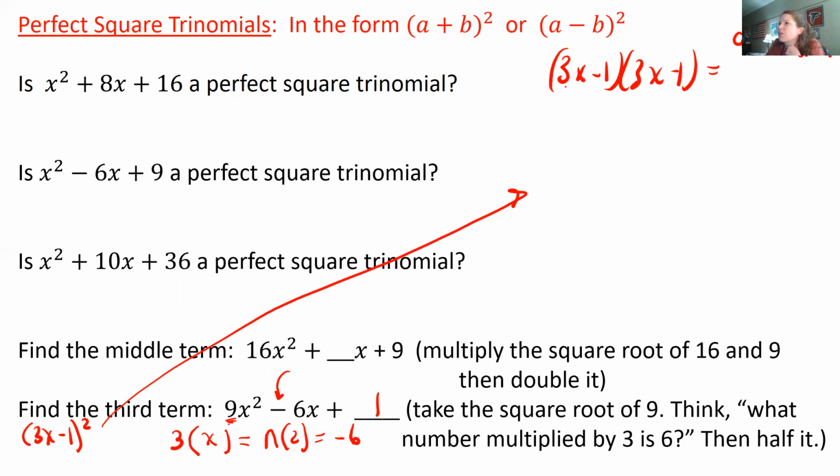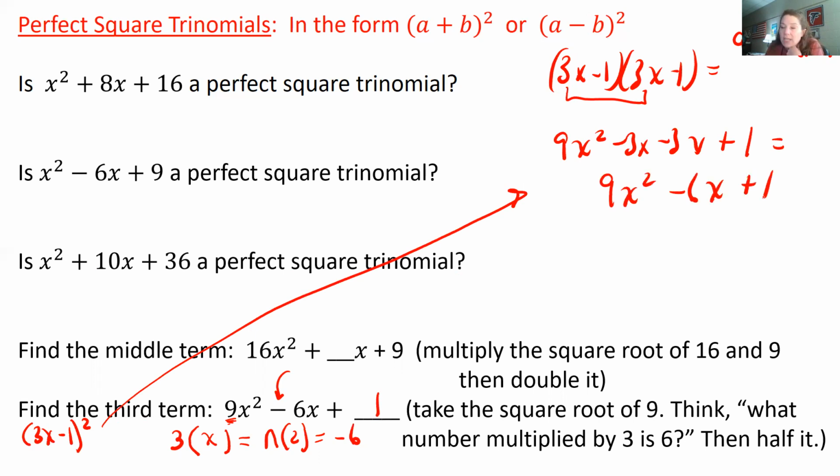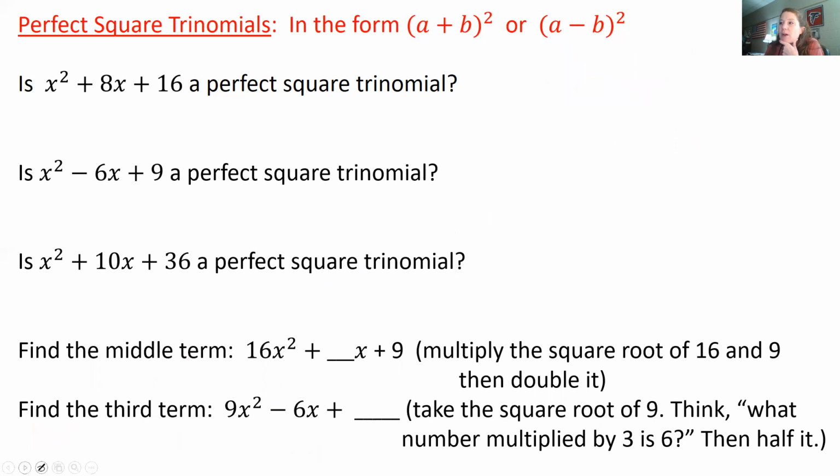Okay, so 3x times 3x is 9x squared. Then we have -3x, -3x, and -1 times -1 is +1. Sure enough, that's exactly what we got. Now the last number always has to be positive, because whether it's a positive number or a negative number, you're always going to get a positive product when you square a number. Okay, so I hope that wasn't too confusing, but hopefully you understood.